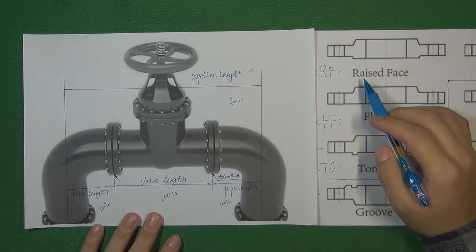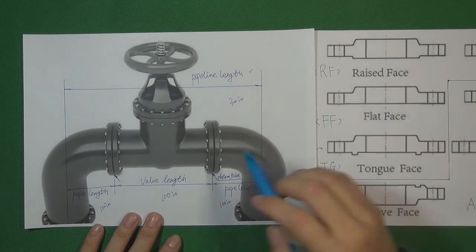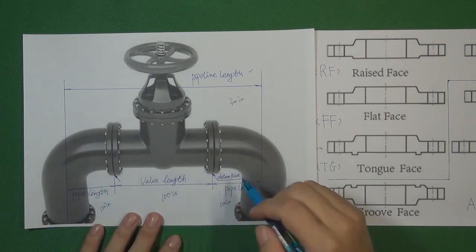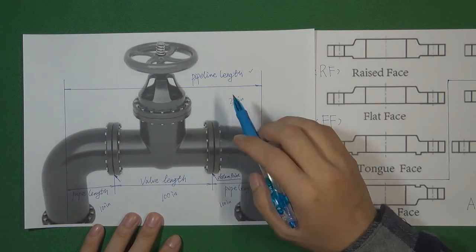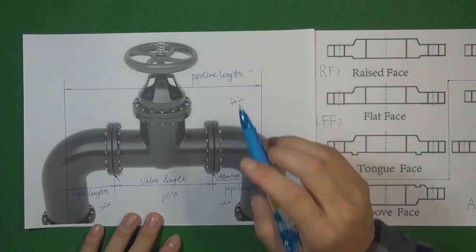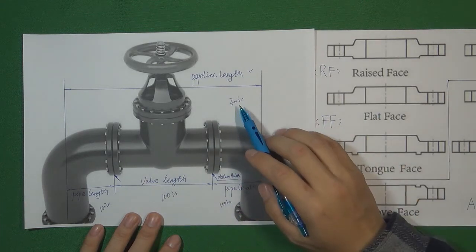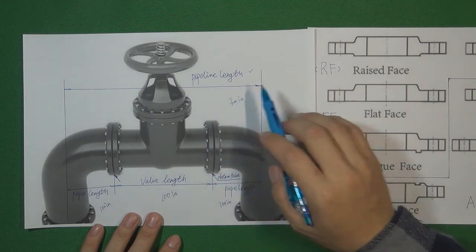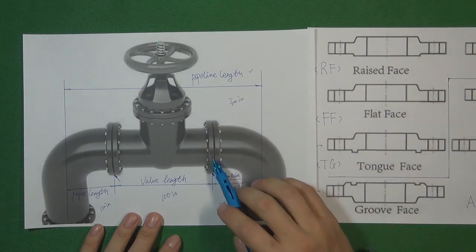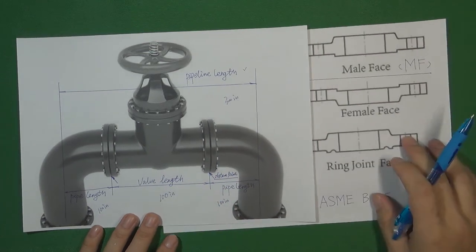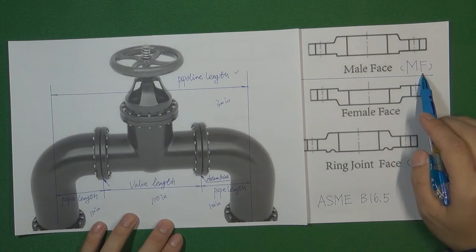And then we use raised face flanges to connect each part together. Then we add the lengths together, and we can get 300 inch for the pipeline length. But the problem is, we get 300 inch pipeline length from the raised face flange connection. If we change the flange from raised face to MF connection face, what will happen?